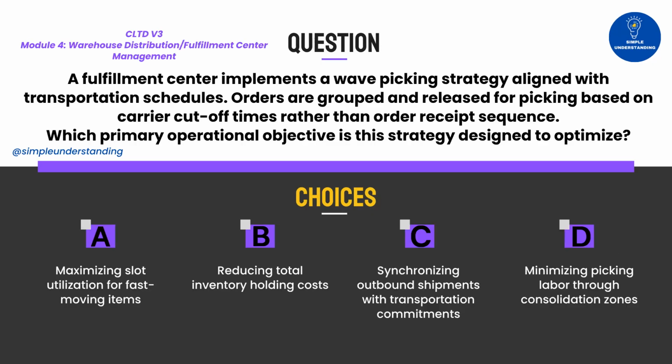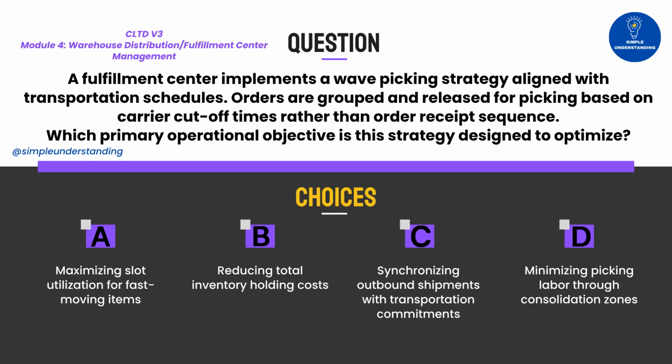Question 2. A fulfillment center implements a wave picking strategy aligned with transportation schedules. Orders are grouped and released for picking based on carrier cutoff times rather than order receipt sequence. Which primary operational objective is this strategy designed to optimize?